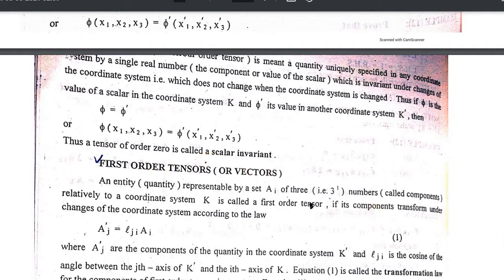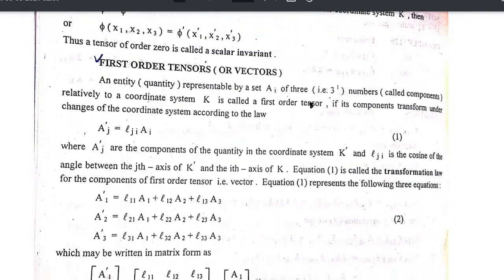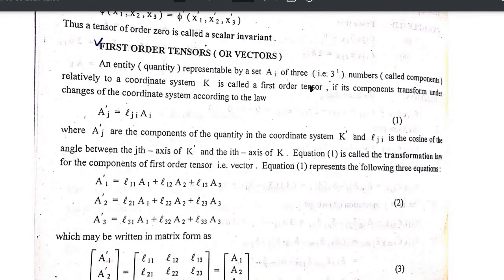First order tensor. What is the definition of first order tensor, and then we will see what are second order tensors. An entity or quantity represented by a set a_i. Look at the suffix or index. Here there is a single index i, so n will be equal to 1. If we write 3 raised to the power n, then here n will be equal to 1, so 3 raised to the power 1 will be equal to 3.